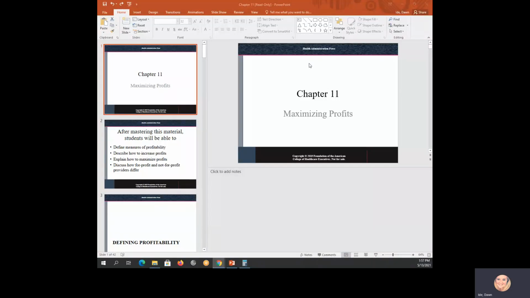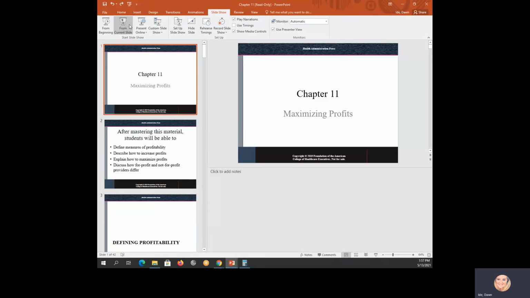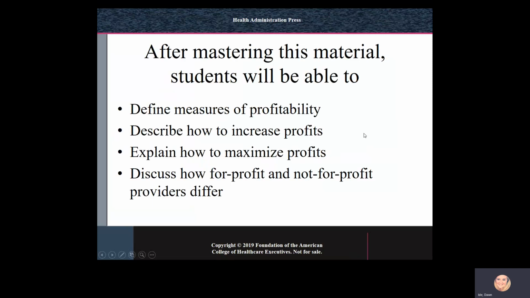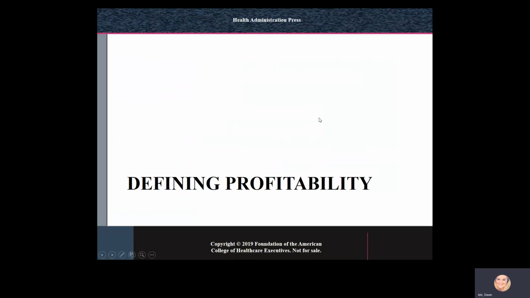I'm going to share my screen with you in just a second, and we're going to look at this in terms of maximizing profits. I always like to make a slideshow and have you see the actual slideshow. So, chapter 11, maximizing profits. Hopefully you already read it. After reading the chapter, we're going to look at measures of profitability, describe how to increase profits and how to maximize them, and discuss how for-profit and not-for-profit providers differ.